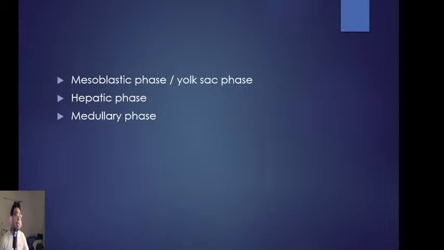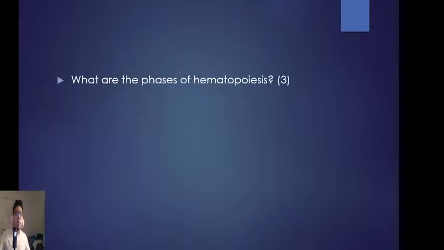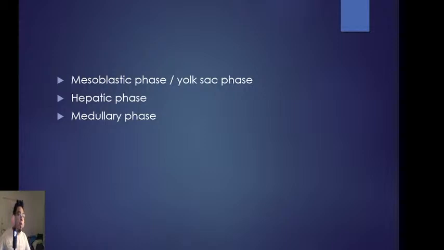The spleen is going to be the primary source, but it's not actually a phase. It's not considered a phase. All right, so I'm not lying, but these are the three stages. Again, this might be a question. You might need to put a star on that question.